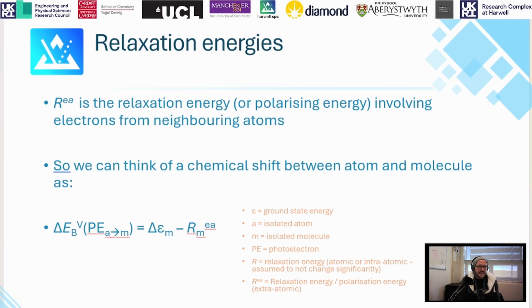So delta EB relative to the vacuum level for a photoelectron going from an atom to a molecule is equal to this delta epsilon m minus the extra-atomic relaxation energy of the molecule. So we're talking about a shift now, not an absolute energy. We've removed the more absolute terms, and we've now just got these relative terms that we can use as a determinant between going from an isolated atom to a molecule.